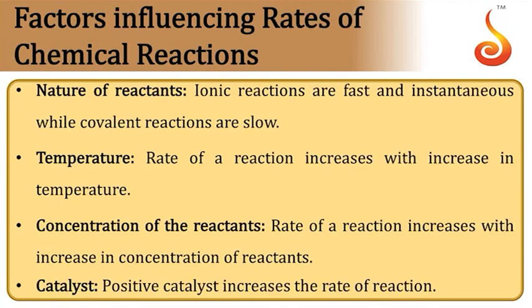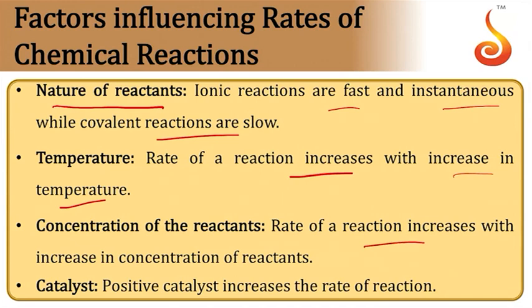Now the factors influencing the rate of reaction. It depends upon the nature of reactants. In general, ionic reactions are fast and instantaneous, while covalent reactions are slow. It depends upon the temperature. The rate of reaction increases with the increase in temperature. We'll see details afterwards. The concentration of reactants: the rate of reaction increases with the increase in concentration, except that of zero order reactions. A catalyst: always we are using a positive catalyst here. A positive catalyst increases the rate of reaction, meaning on adding a catalyst, the rate of reaction will always be increased.